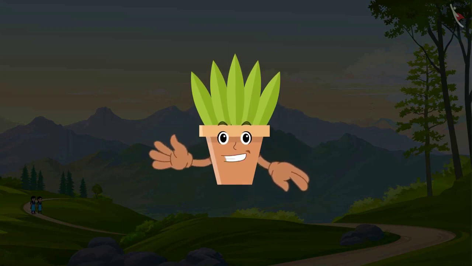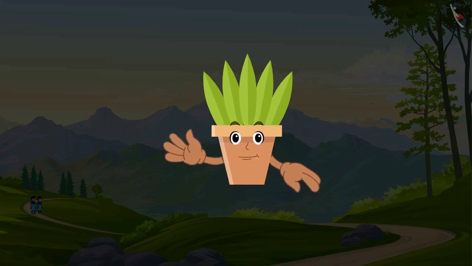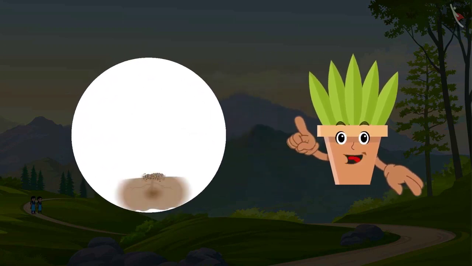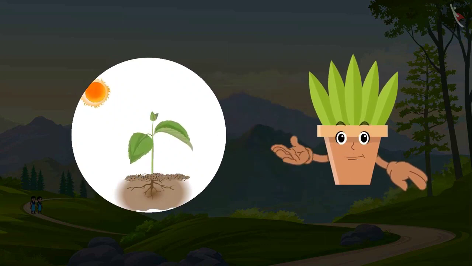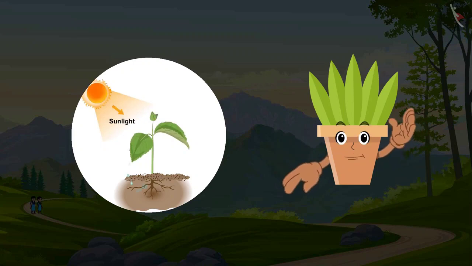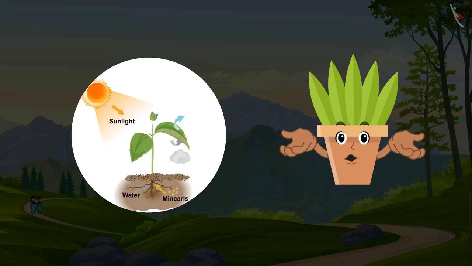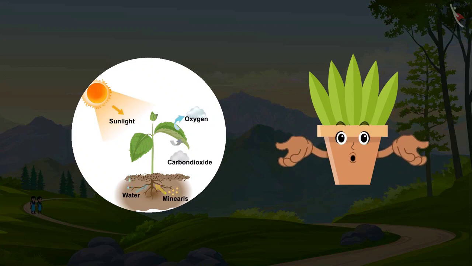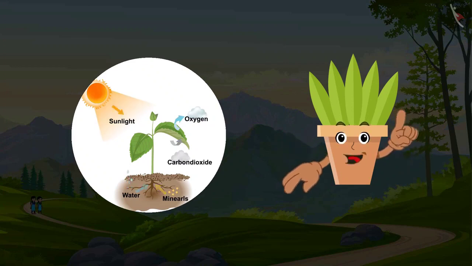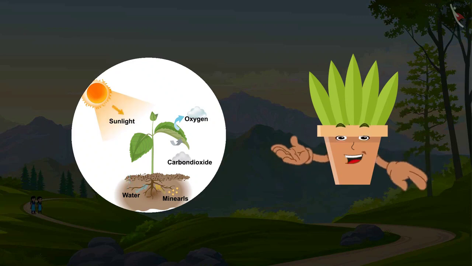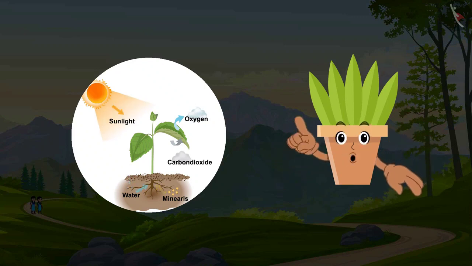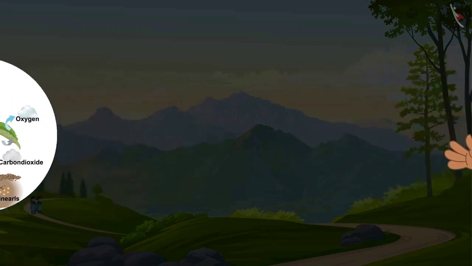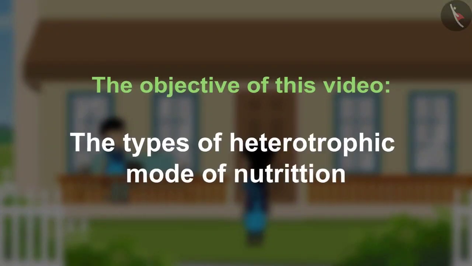In the previous video, you had learned about living and non-living things, and also that living things require food to survive. You also learned that plants make their own food, which is called autotrophic nutrition. In this video, we will talk about the other two types of plant nutrition. Let us go back to Neelu and Meenu again to know more about the nutrition of plants. The objective of this video is to learn about the type of heterotrophic mode of nutrition.